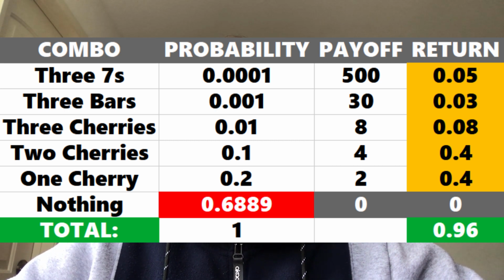Do the same math for the next few rows to get the returns for the 3 bars and the cherries. The probability of a losing spin is just under 69%, which means the hit frequency of this game is just over 31%. Finally, add up all the values on the return column to get the total payback percentage for the game. In this example, it adds up to 0.96, or 96%. Most slots these days are more complex than what I just presented, as you would need to take into account any bonus round or free games, but the general concept is the same.